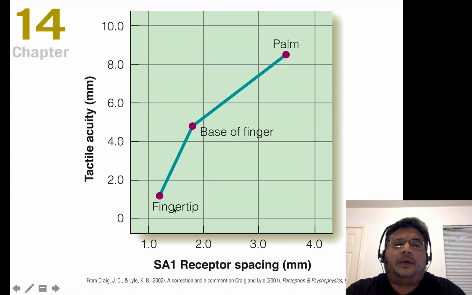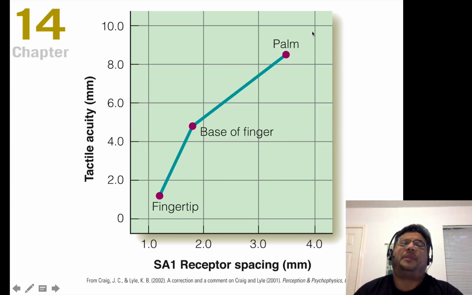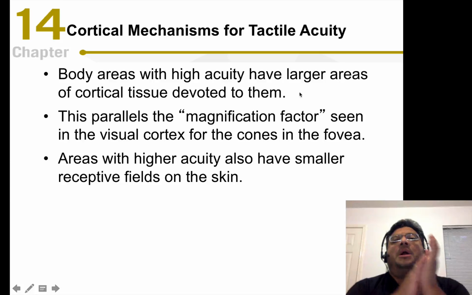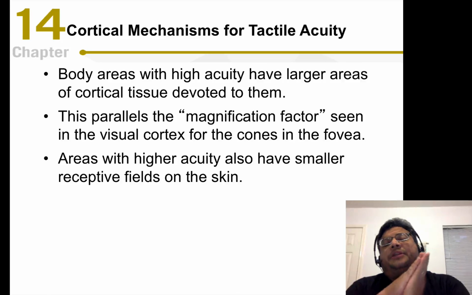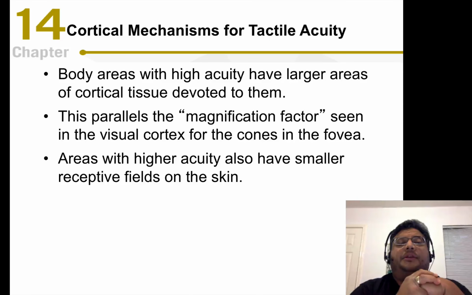So you see the fingertips here, very sensitive to touch and very high density of receptors. And then the palm of your hand is not so sensitive to touch, much less sensitive than the fingertips, and also there's much less Merkel receptors packed in the palm of your hand. So there's mechanisms in our cortex, as I mentioned earlier, to help us with tactile acuity.